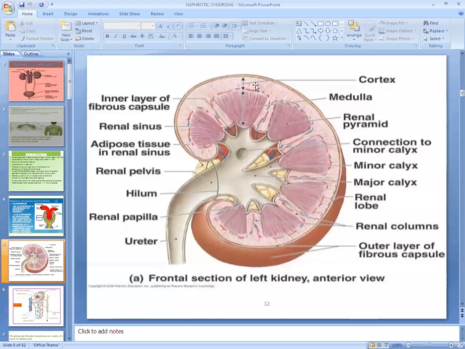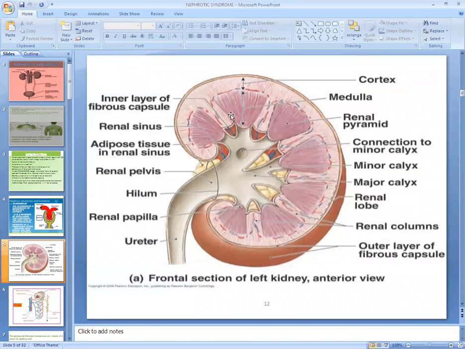So this is the cortex part. The outer part is called the cortex. This inner part is called the medullary part of the kidney. So the main parts are the cortex and medulla. The medulla consists of the papilla, the calyceal system, and in between these are the renal pyramids.